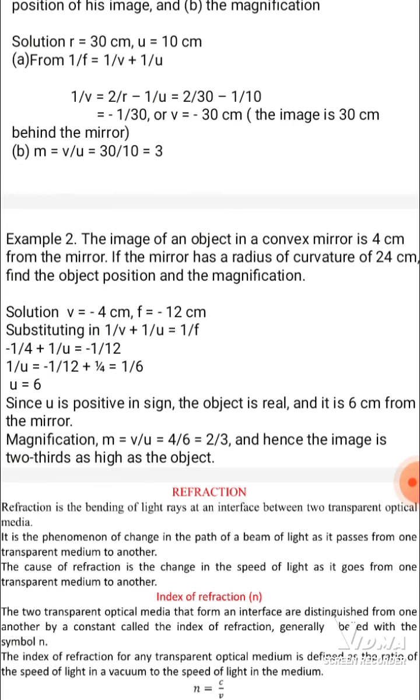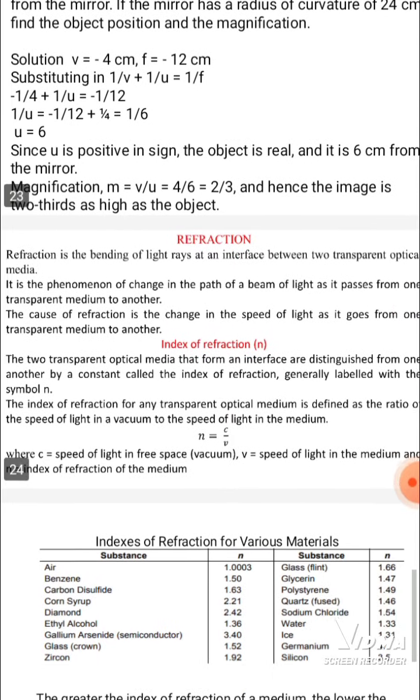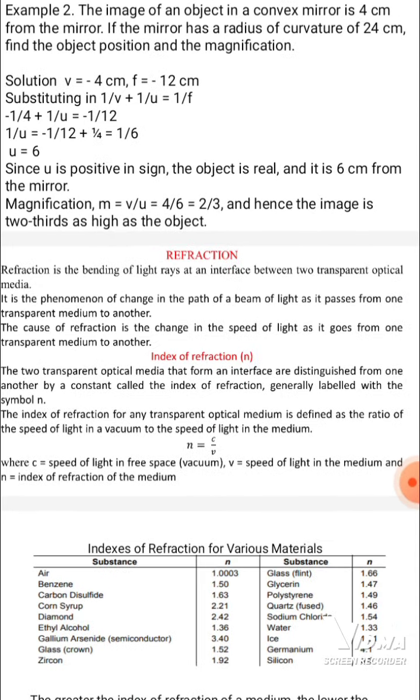The second example is the image of an object in a convex mirror is 4 centimeters from the mirror. If the mirror has a radius of curvature of 24 centimeters, find the position of the object and the magnification.